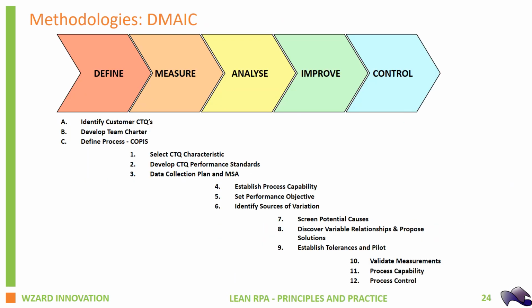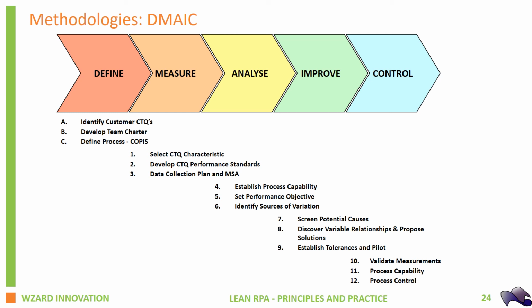DMAIC comes from the Six Sigma methodology. Unlike continuous improvement with its multiple iterations, DMAIC is typically implemented as a single project implementation with a start, a middle and an end. The steps of DMAIC are first, define, which allows us again to focus on what the customer values are. Here we refer to critical to quality, but very similar to lean, they provide us with the value from a customer perspective. A team charter gives us our goals, objectives, and who's involved.